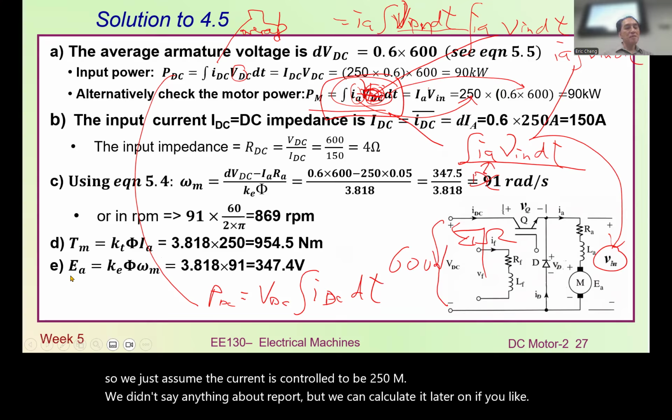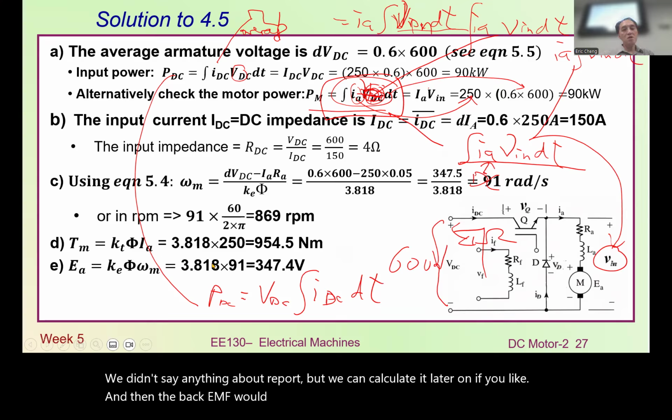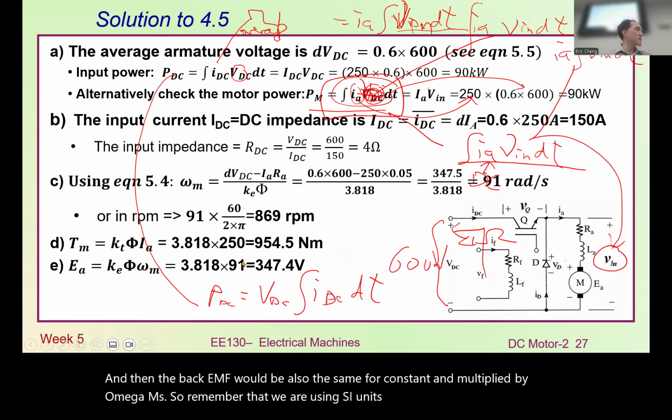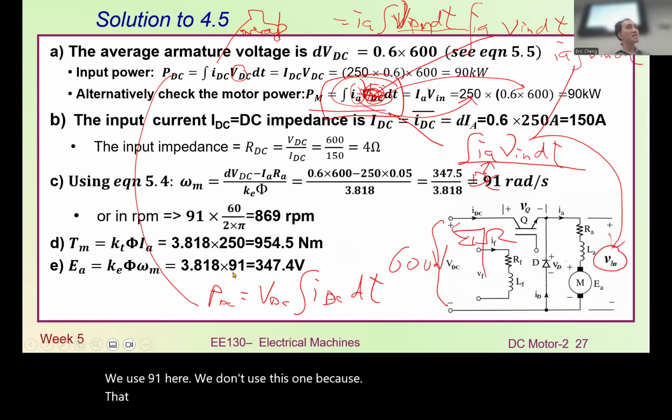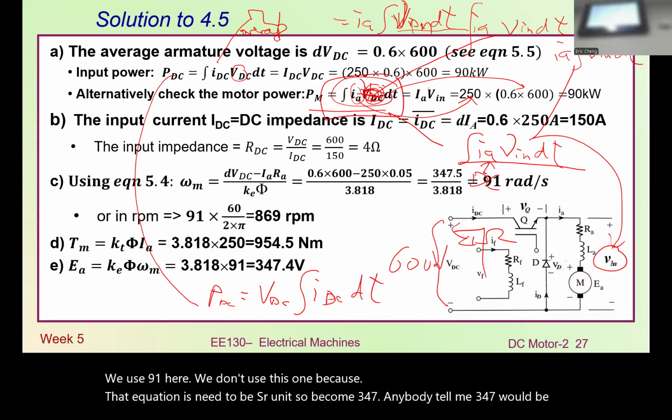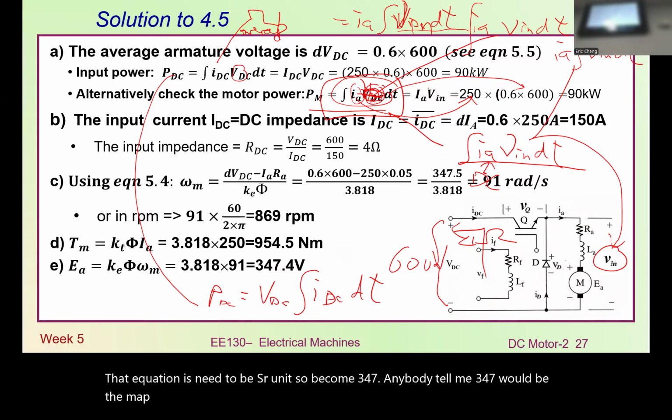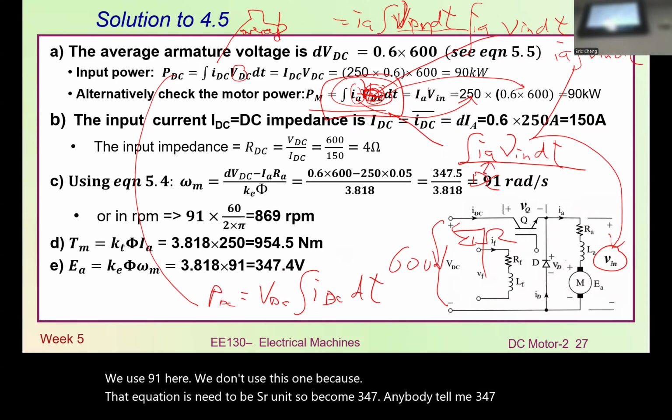And then the back EMF will also be the same torque constant multiplied by omega m. Remember that we are using SI units, so that's radian per second. We use 91 here. We don't use this one because that equation needs to be in SI units. So it becomes 347 volt. Anybody can tell me, 347 volt in the back EMF. So this motor is going to be 347 volt here.